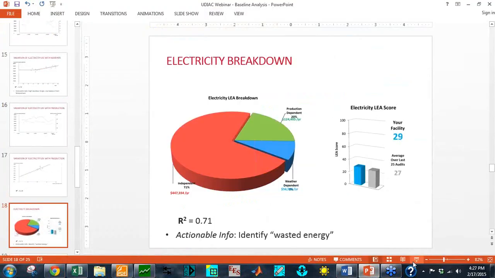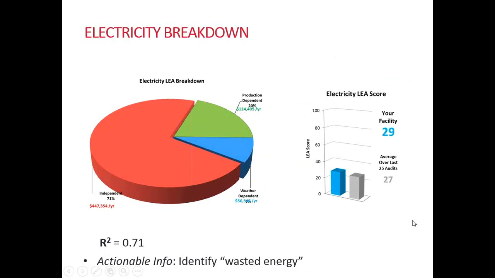And the way we can effectively communicate this to the plant personnel is we can show them this nice red independent wasted energy right here. And we assign them an LEA score. So that's a sum of the weather dependent and the production dependent. They have a score of about 29.